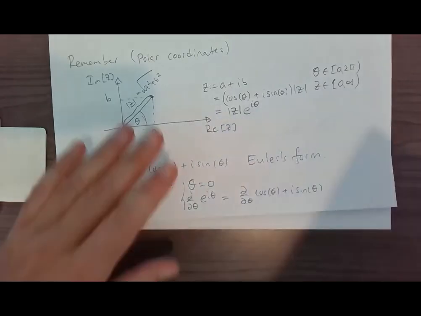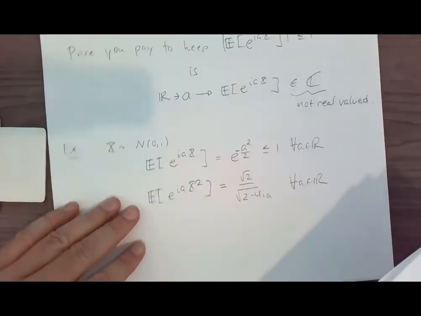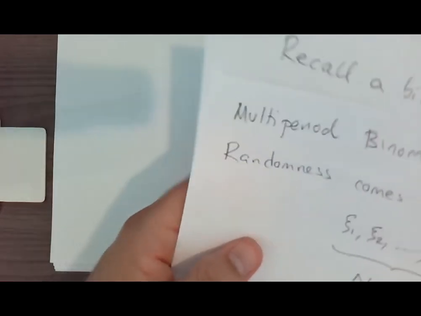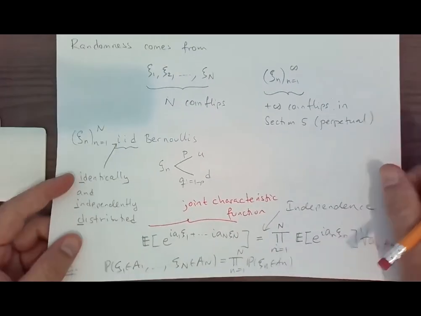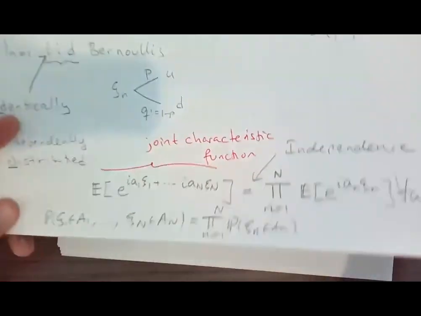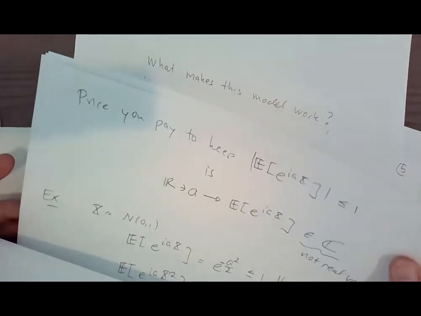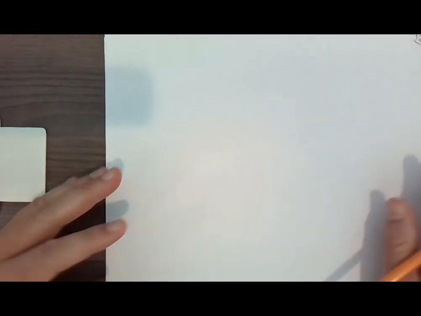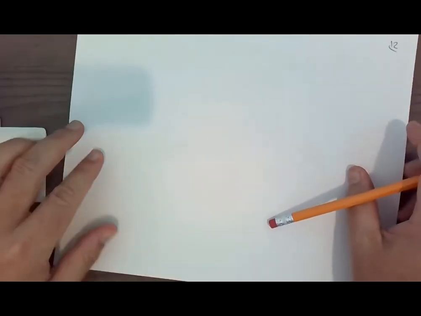So let me just say a few words about what is happening in this multi-period binomial model. We have these coin flips. Now, how do we create the model that we're interested in? Well, basically what we're going to do is stitch together a bunch of one-period models.